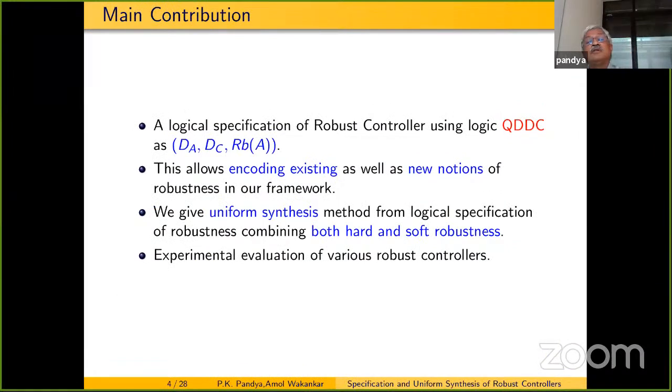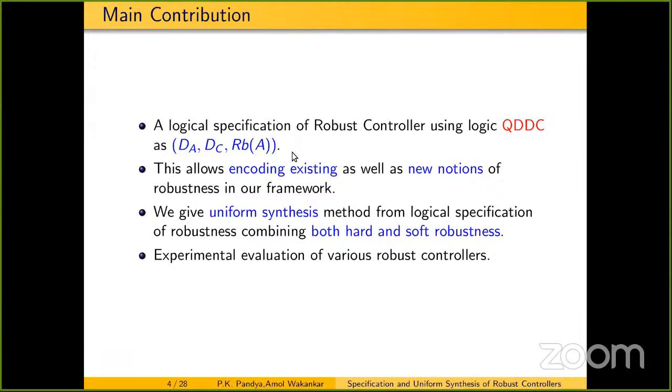What we try to do in this work is give a kind of logical specification of robustness. That is, we specify robustness by giving an assumption formula. In our case, instead of an automaton, we give a formula of a logic called QDDC, which will play the same role as the automaton. A commitment formula and an additional formula called the robustness criterion will capture our intention of what kind of assumption violations should be tolerated.